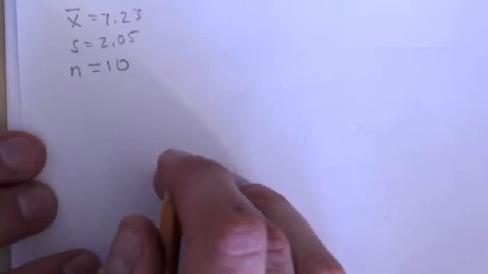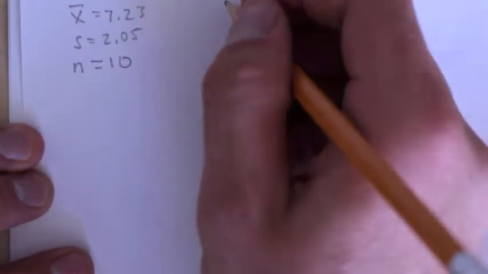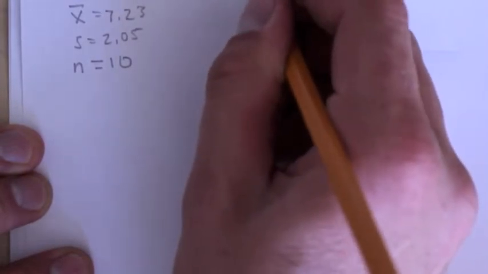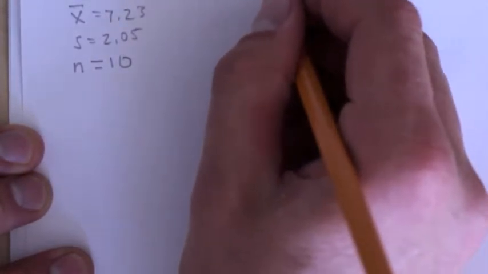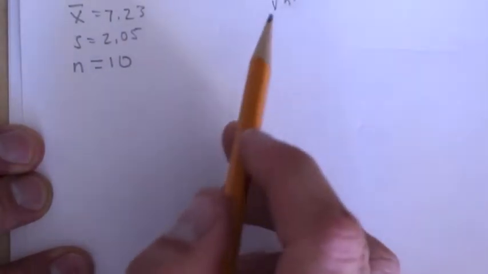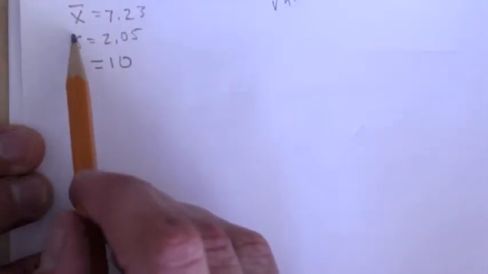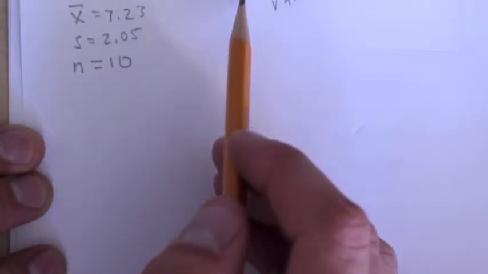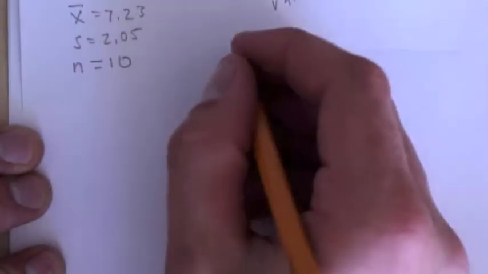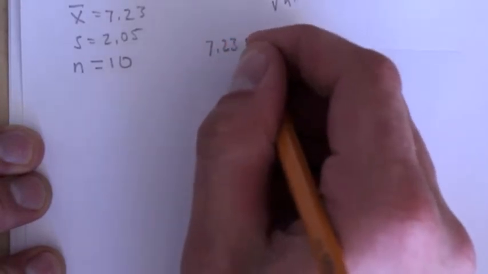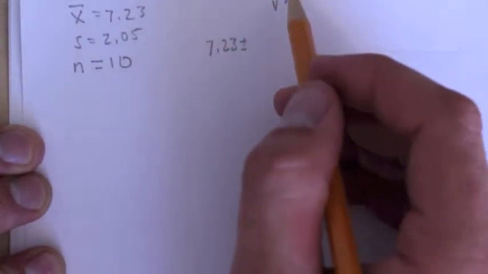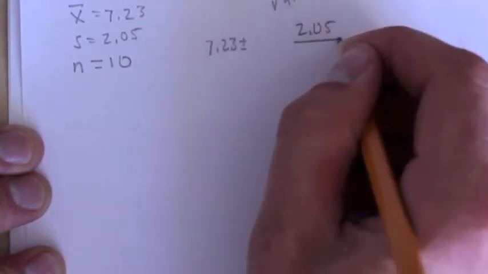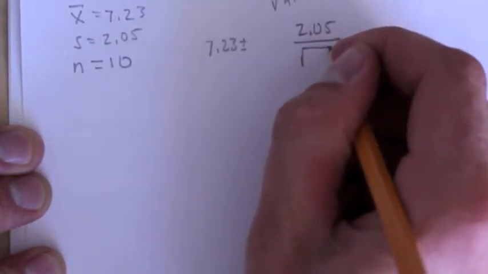And the formula, according to Grandma's Recipes, is that we take x bar plus or minus t star times s over root n. Now this would look very similar if this was a sigma, the population standard deviation. The only difference would really be in how we get this value. So we'll start off with the easy stuff. X bar is 7.23. Plus or minus, we'll come back to t star. Next we'll plug in the s is 2.05 and the sample size is 10.